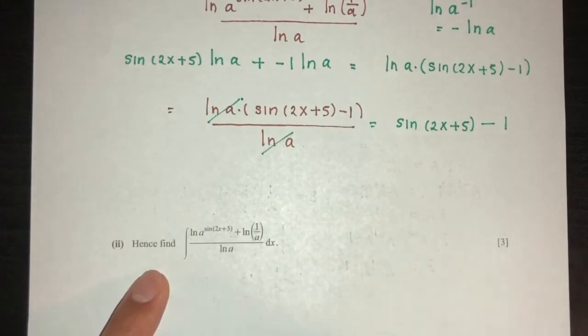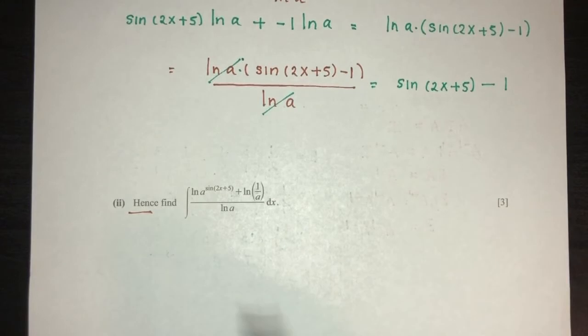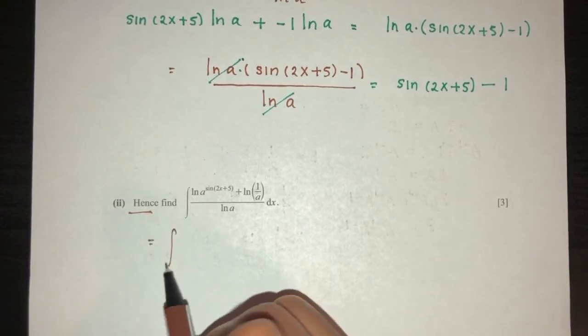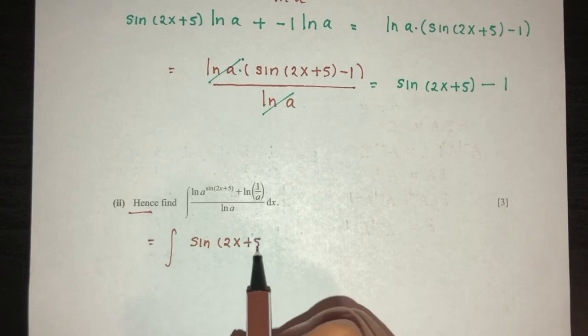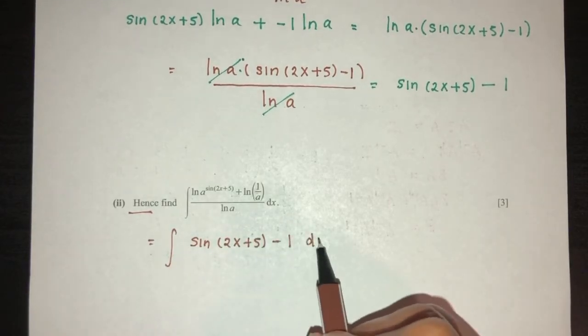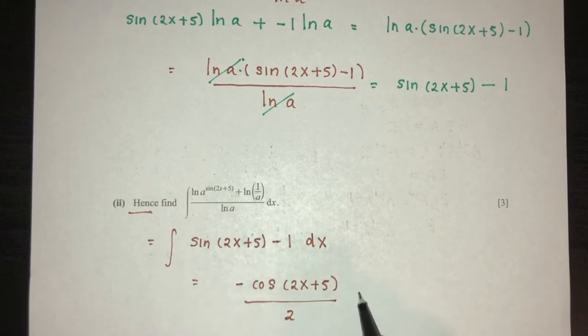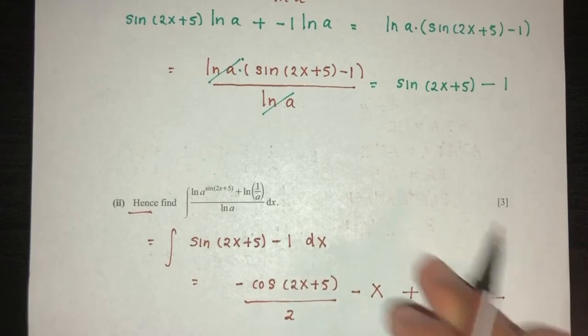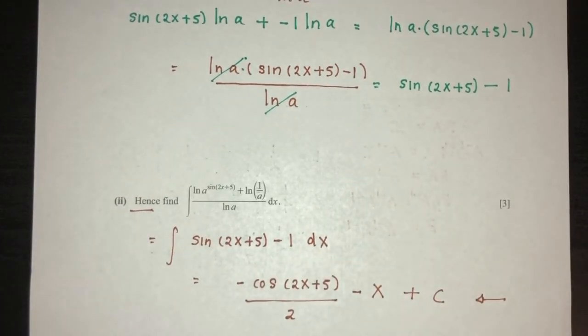Now, hence means using this value, solve this. So pretty easy. We have to find the integration of sine of 2x plus 5 minus 1 dx. That will be minus cos of 2x plus 5, divided by 2, and then minus x plus c. That will be your answer for part 2. That is question number 7.